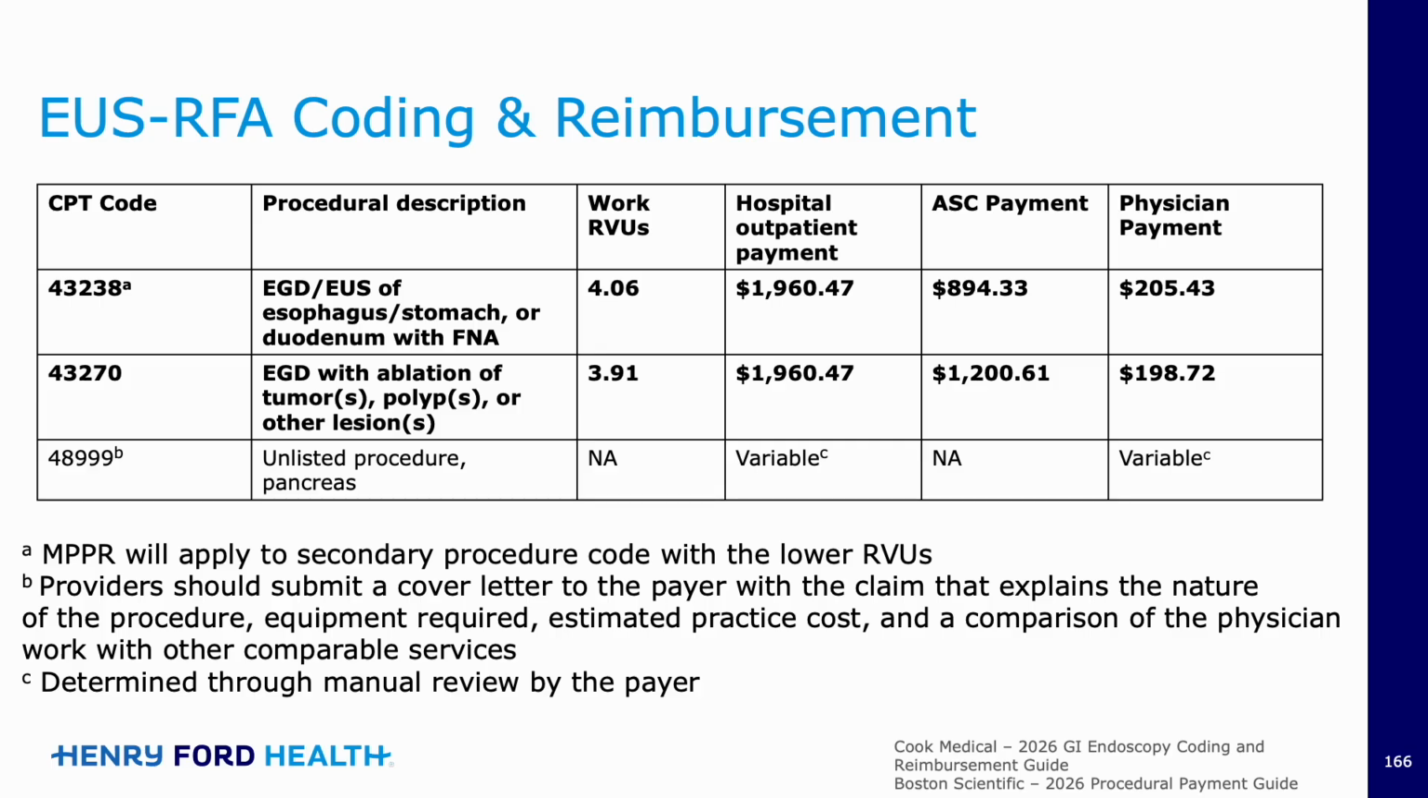From a RFA standpoint, the combination here is 43238, which captures the EUS portion again, and there's the 43270, which then captures the ablation component of the procedure. And you can also submit a 48999, which is an unlisted procedure of the pancreas, but with this code, you need to provide additional documentation about the specifics of your procedure. EUS RFA coding is typically subjected to the MPPR rule, and the work RVU also remains additive for your RVU productivity when compared to a standard EUS procedure.